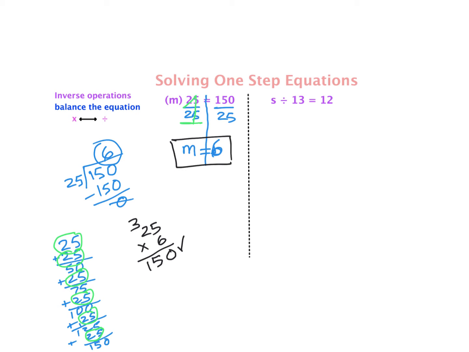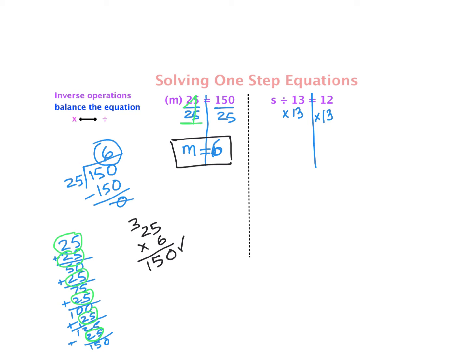Now we're going to solve the other problem, s divided by 13. Again, we have to balance the equation. Each side of the equation has to equal the same thing. So the inverse of division is multiplication. So since I'm dividing by 13, to get rid of 13 and just leave my variable s on one side, because we're trying to find s, I'm going to multiply by 13. The inverse of division is multiplication. So I'm going to multiply by 13 on this side.